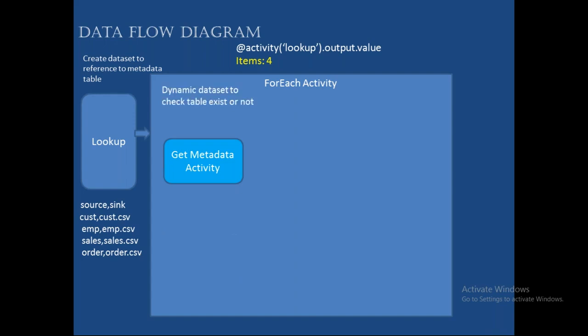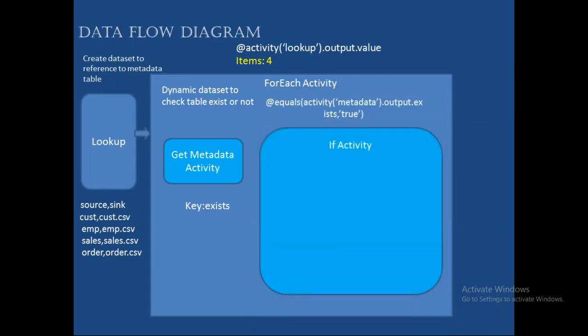See what the get metadata activity will do: a dynamic dataset to check whether the table exists or not. Why is it a dynamic dataset? Because you are going to pass the table name one by one to the get metadata activity. In this, you are going to open the field list and select exists. If the table is available, exists will return true. If the table is not available, exists will return false. Now in the if activity, I will check something like this: @equals(activity('metadata').output.exists, true). True is not in single quotes. That we saw last time was a mistake. It should not be in single quotes.